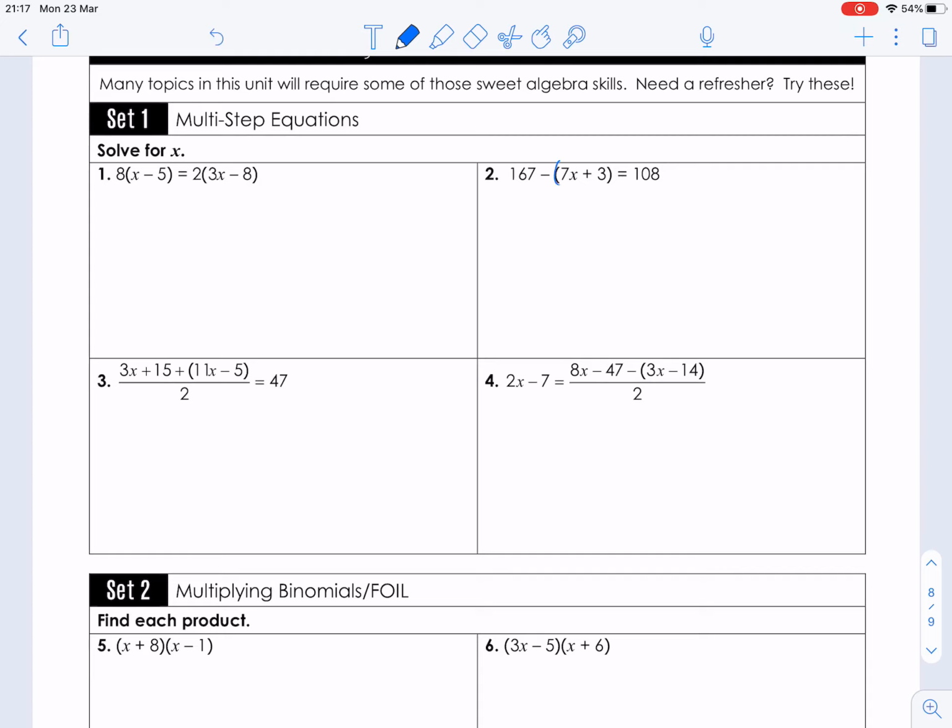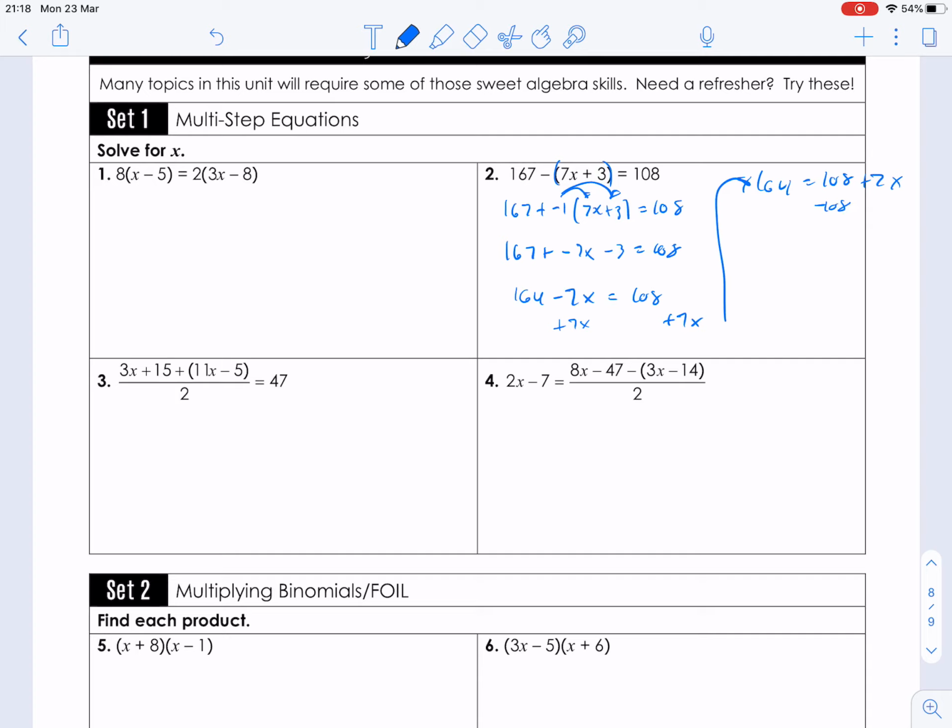Since the minus is in front of the parentheses, we could write this as 167 plus a negative 1 times 7x plus 3. That makes it a little bit easier to see, because when we distribute, we get 167 plus negative 1 times 7x, which is negative 7x, and negative 1 times 3, which is negative 3. We get 167 minus 3, 164 minus 7x equals 108. If I add 7x to both sides, I get 164 equals 108 plus 7x.